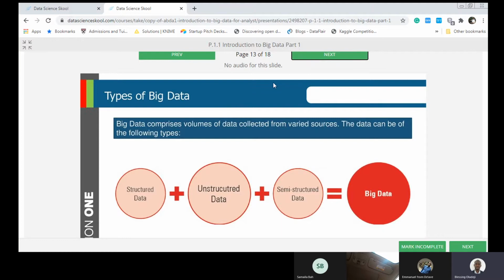Moving on. We also discussed yesterday the data types of big data. Data can be structured, unstructured, or semi-structured. And I think it was on this note that we ended yesterday.